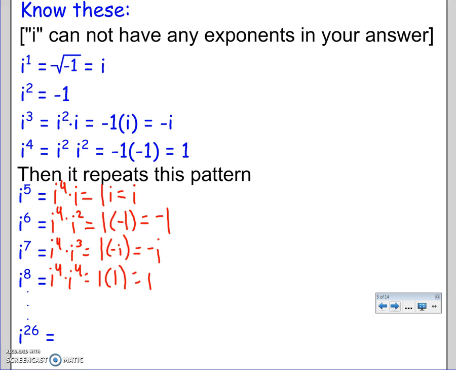So they might ask you to figure out what is i to the 26th. So the way I do this is I just subtract 4 from that exponent until I get back to one of the original 4. Either i to the first power, second power, third power, fourth power.